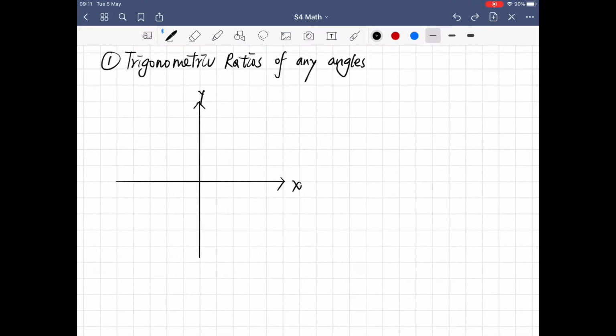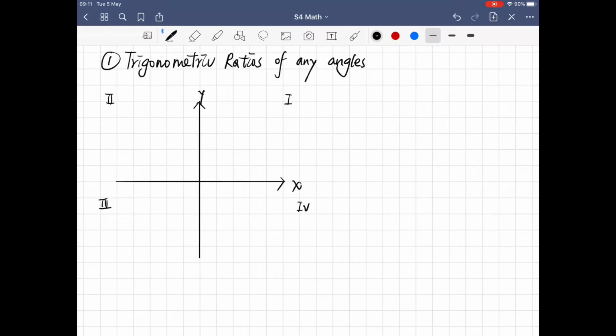So this xy axis separates the paper into 4 areas, and we will call these areas quadrants, and they are quadrant 1, quadrant 2, quadrant 3, and quadrant 4. And we define these 4 quadrants using the angles.